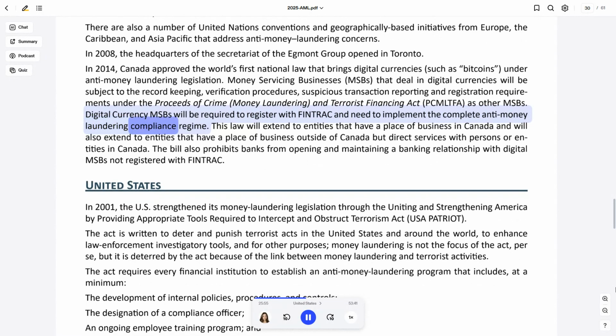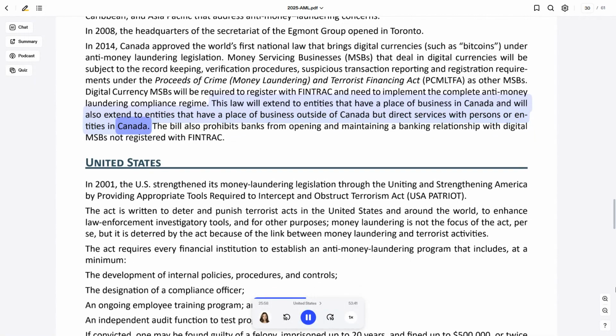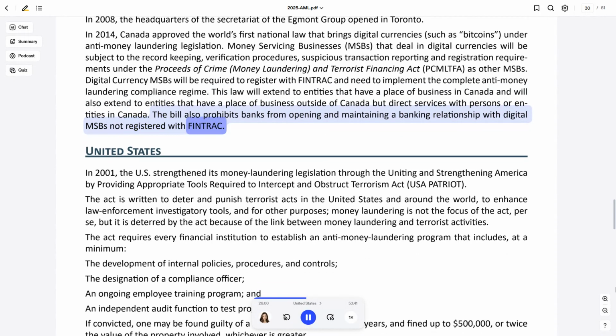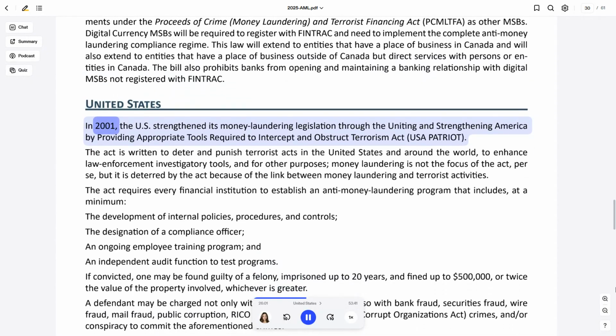anti-money laundering compliance regime. This law will extend to entities that have a place of business in Canada and will also extend to entities that have a place of business outside of Canada, but direct services to persons or entities in Canada. The bill also prohibits banks from opening and maintaining a banking relationship with digital MSBs not registered with FINTRAC. United States. In 2001, the U.S.